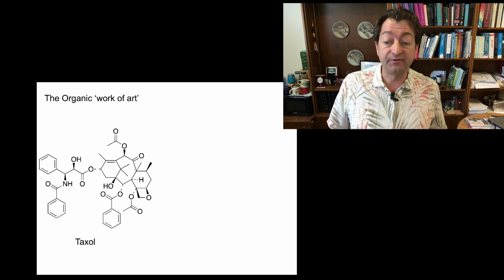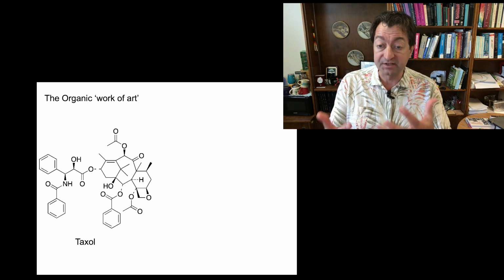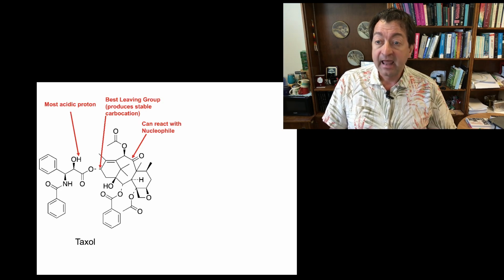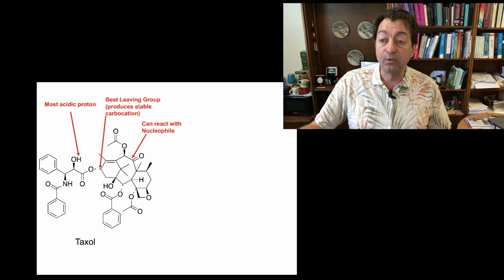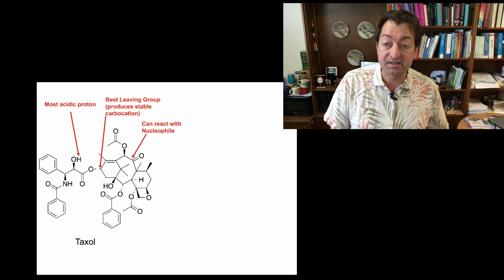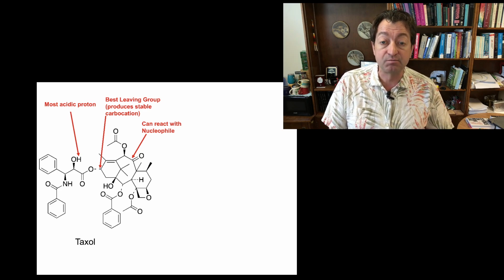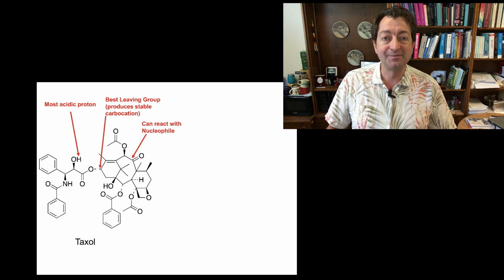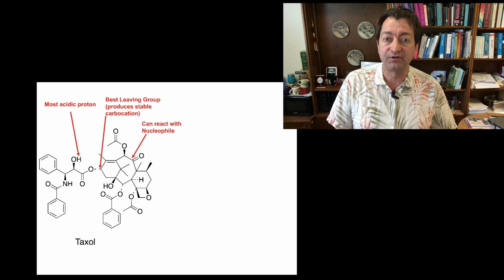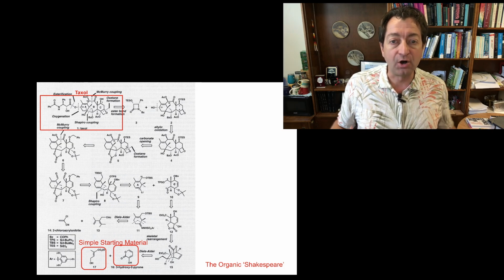So what does this have to do with Taxol? Well, Taxol is our organic chemistry work of art. This is this big complex molecule. And what we get to learn here, if we know a little bit about those organic words, those functional groups, is we can predict which is the most acidic proton, what's the best leaving group, which of these functional groups represented in this molecule could react with a nucleophile, for example. And we'll explain those terms and we'll see those concepts right at the end of our time together in Organic 1. And this right here is our Shakespeare.